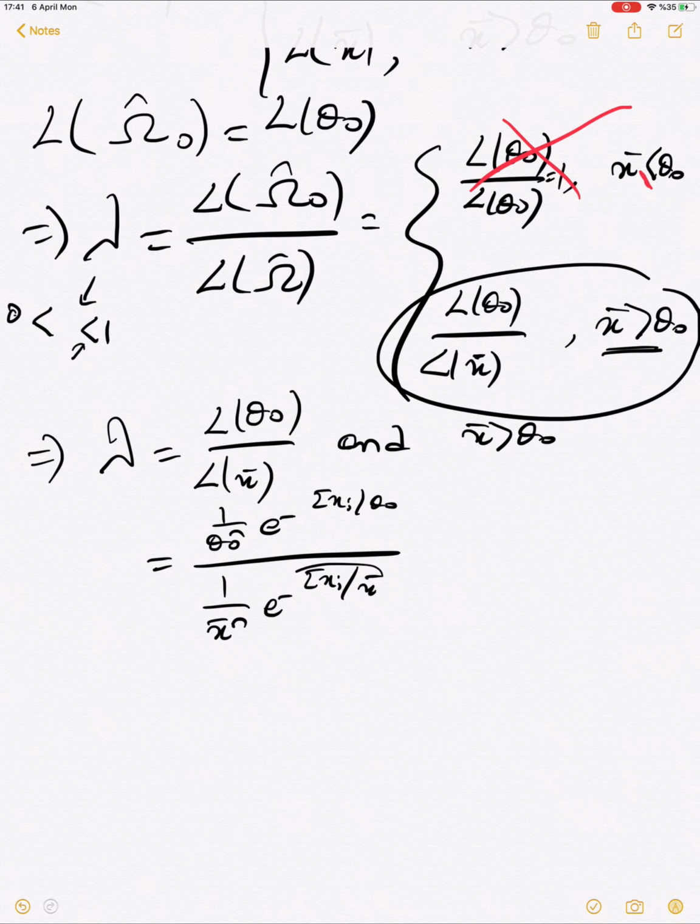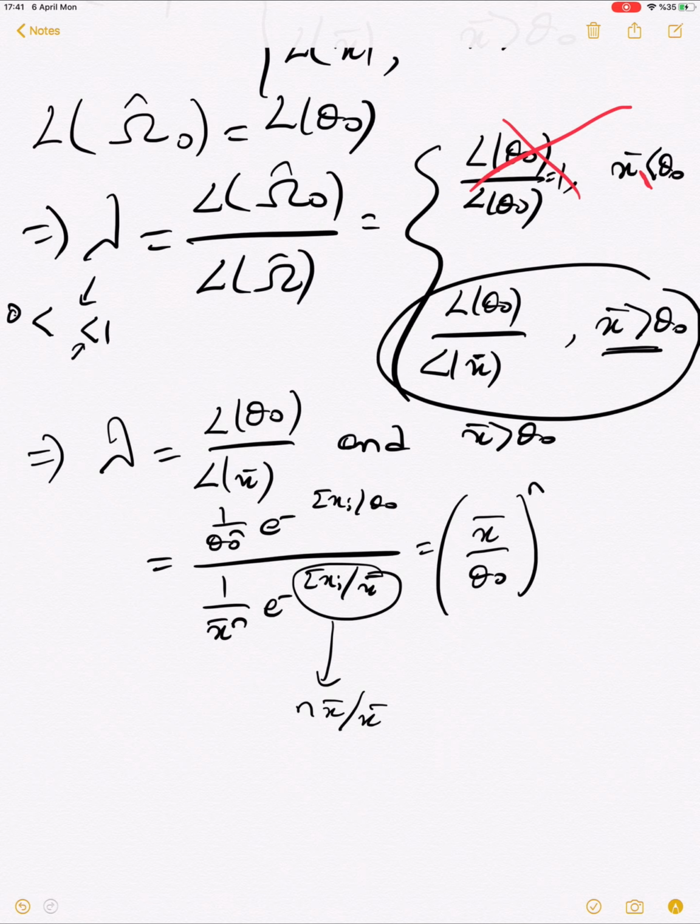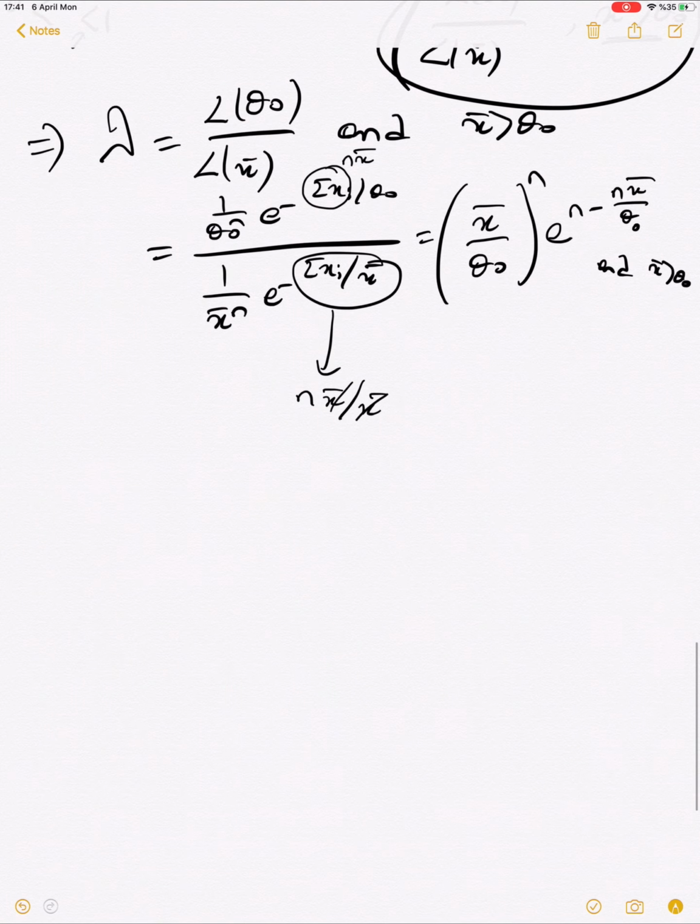And actually, if you focus on this part, summation xi can be written as n times x bar, over x bar. So what we have here is x bar over theta 0 to the n. Again, write this summation xi as n times x bar, and we have e to the. So this x bar value cancels out. We have minus n, and as a numerator it becomes positive, minus n x bar over theta 0. And we have x bar greater than theta 0 case.